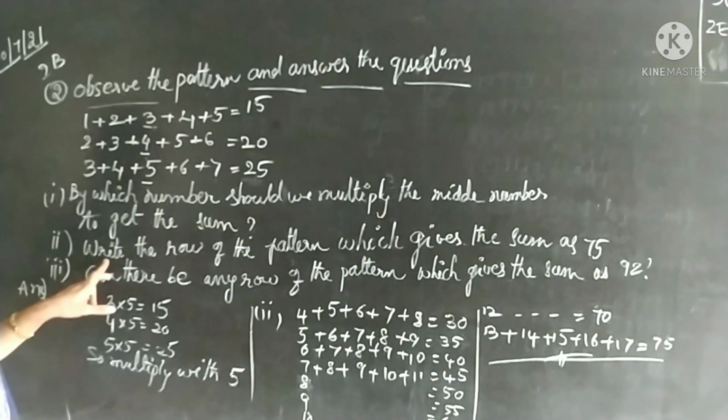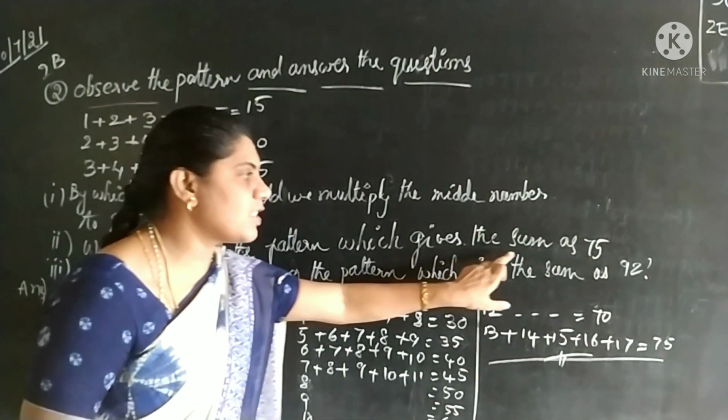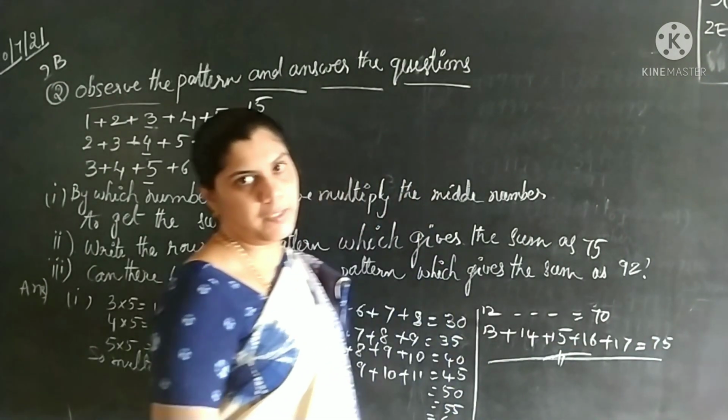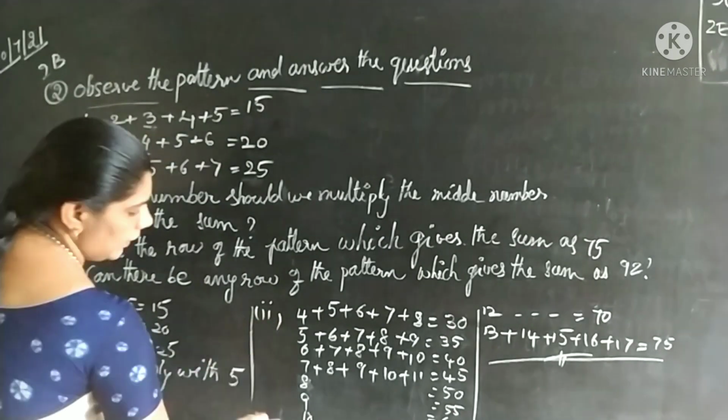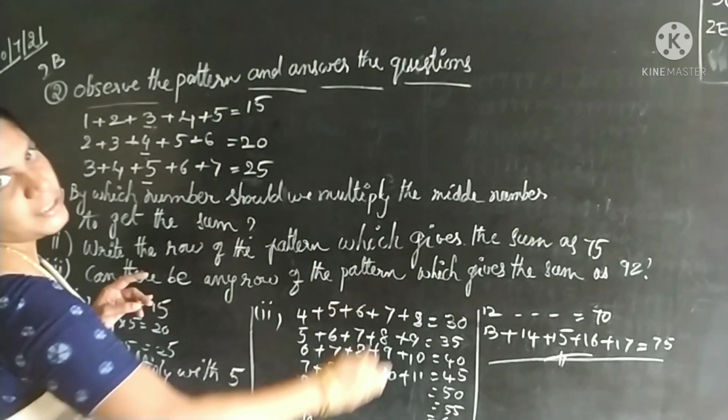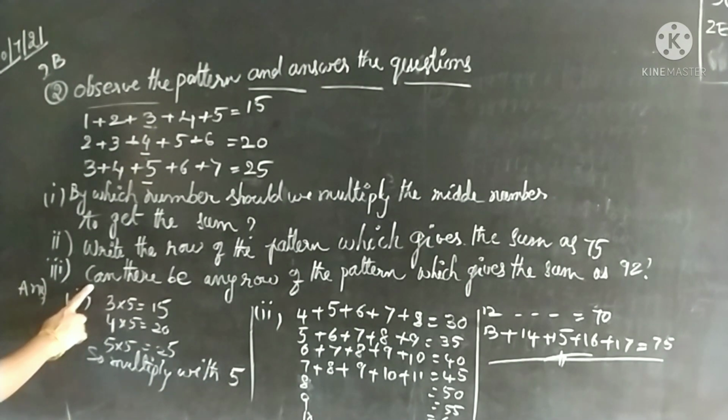In which row? Write the row of the pattern which gives the sum of 75. So in this row you get the sum of 75 here. Understood? So you extend the lines and then find out the pattern where you get the sum as 75. Okay. Now see the last one.